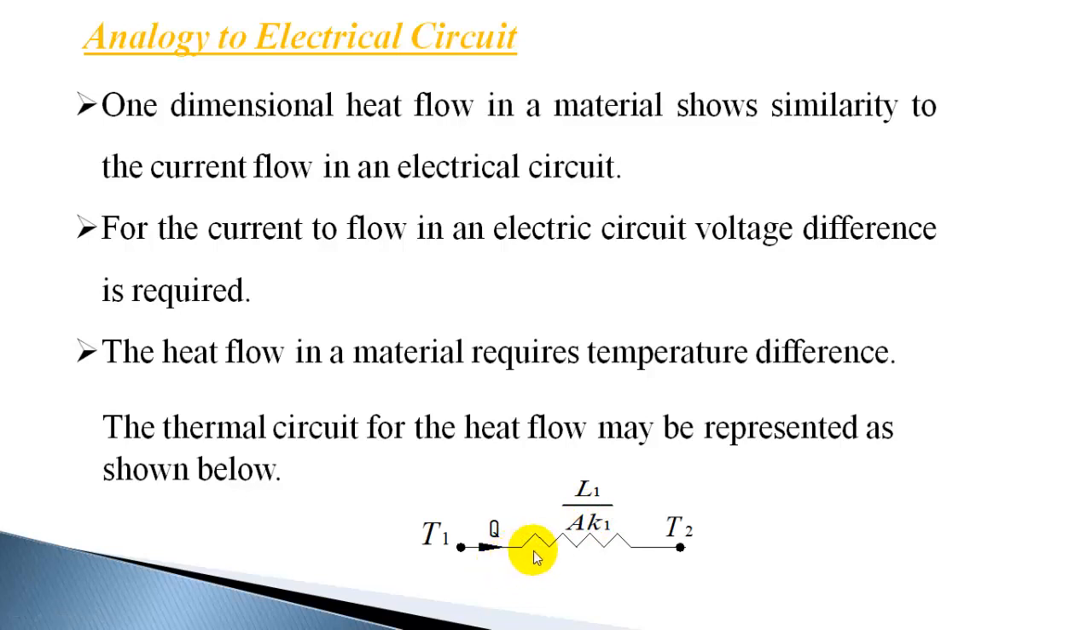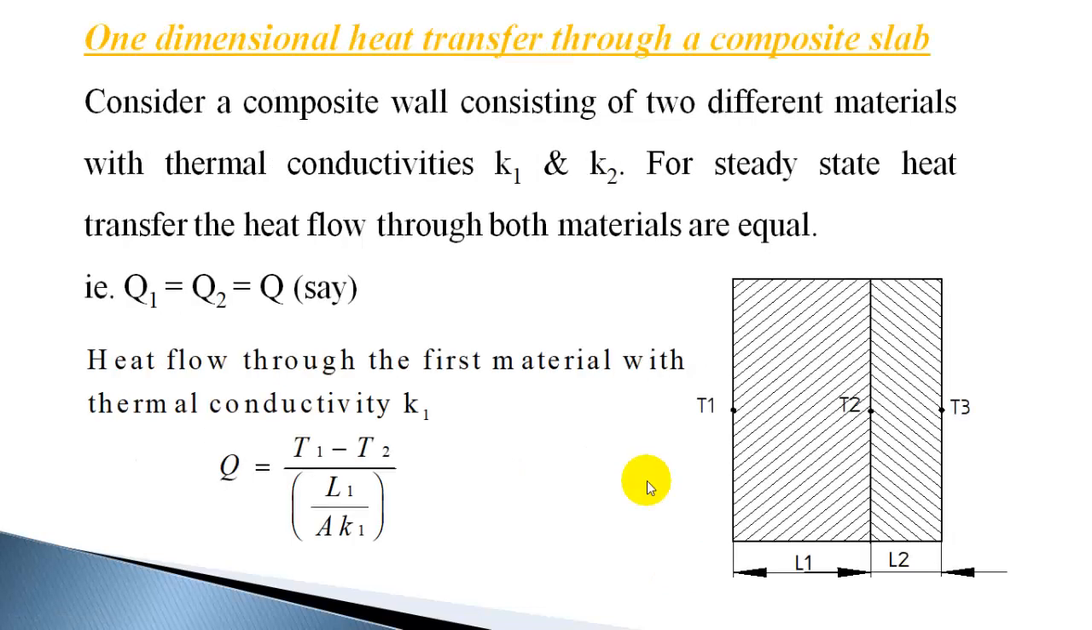So you can always represent the heat flow in a material by representing the equivalent circuit like this. Similar to electrical circuit, we can draw a thermal circuit. Now we have considered the heat flow through a single material, steady state one dimensional heat conduction through a single material. Now if two materials are involved, adjacent two slabs are there, so they are having different thermal conductivity, but again we are considering the steady state one dimensional heat conduction through this composite layer of materials.